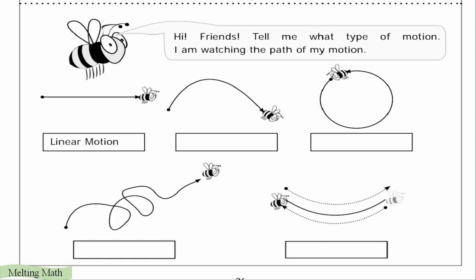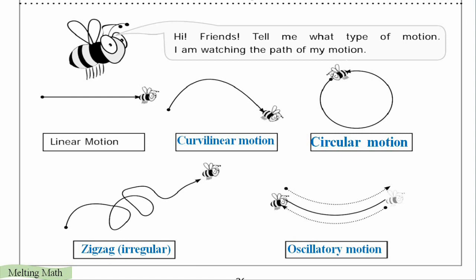Okay. Next, see here they have given some pictures based on a bee. Let's guess which type of motion occurs in each diagram. First one they gave is linear motion. Second one is in curve form, so it's curvilinear motion. Next one is rotating in a round manner, so it's circular motion. Third one is moving in a zigzag manner, see here, so it's zigzag motion. Fourth one, the bee goes here and there in the same direction. That's why they are mentioning the arrow mark here and there. So it's an oscillatory motion.